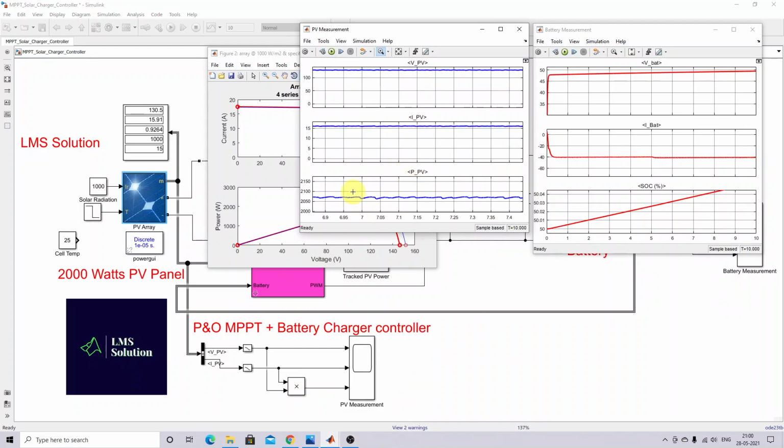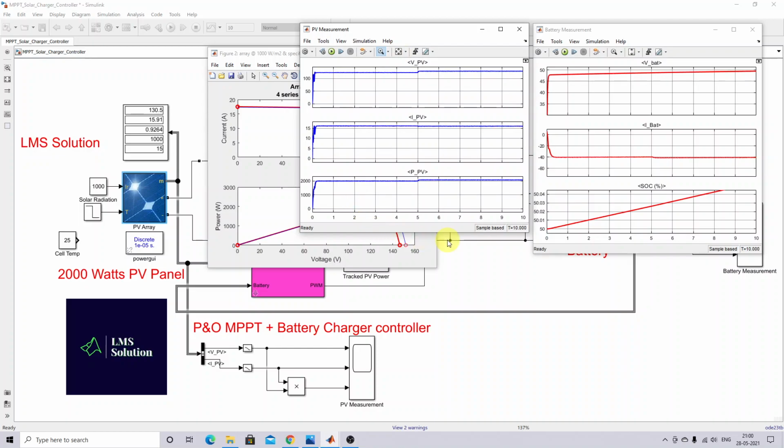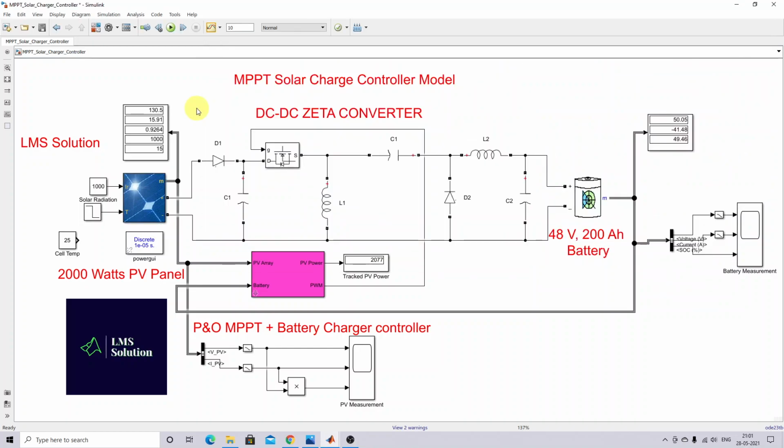So here you can see that it is around 270, right? 270 to 275, right? Yeah, it's around 272, right? So for that change in temperature condition also, the panel extracts the maximum power because of the MPPT solar charger controller. And also you can see here, right? Because of the decrease in temperature, the change from 25 to 15 degrees, solar power will increase, the maximum power will increase, and because of that the charging current of the battery also increases here, right? So this is the working of the PV battery charger based upon the Zeta converter with the MPPT solar charger controller.